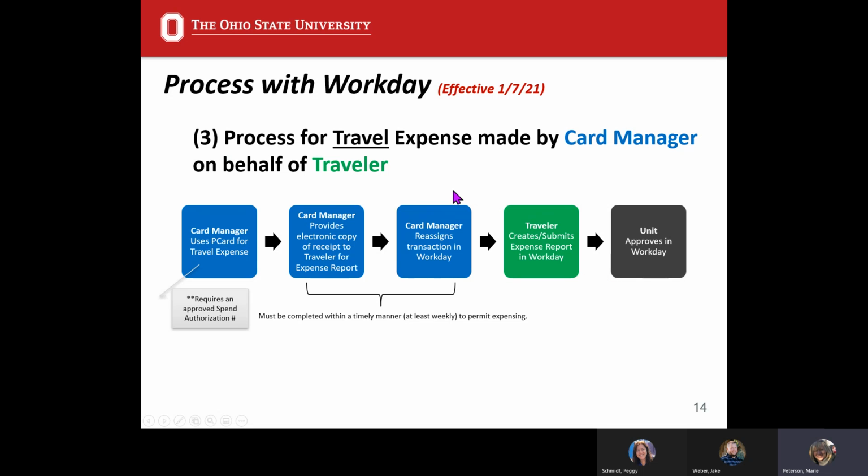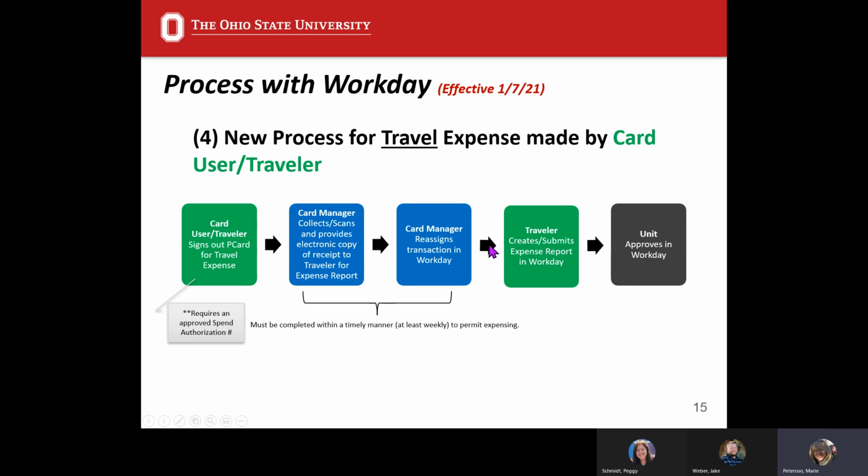The third example is for a Department or Service Center card where the card manager makes a travel purchase on behalf of the traveler, for example, for registration. You'll start with making an appropriate business purchase for the traveler. You'll scan an electronic copy of the itemized receipt, and you'll provide a copy of it to the traveler by email for his or her expense report. Within a week of that transaction date, you as the card manager must reassign the transaction in Workday to the traveler. Then the traveler will create their own expense report, uploading the electronic copy of the receipt. After the expense report is submitted, the unit will approve the transaction in Workday.